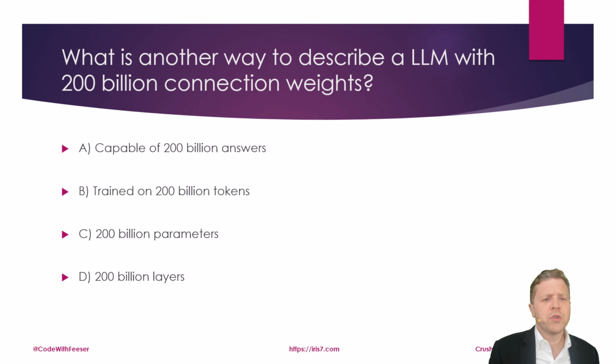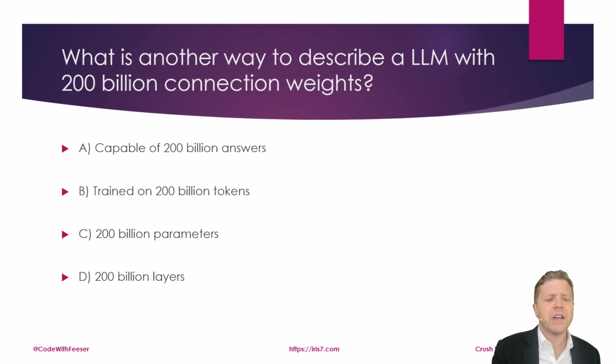Capable of 200 billion answers? Nope. When we describe AI models, we don't talk about the number of answers they can give. Trained on 200 billion tokens. A token is what's ultimately processed. So like a word would be considered a token. 200 billion parameters, that would be the correct one.